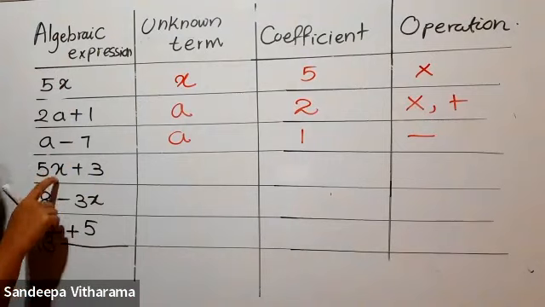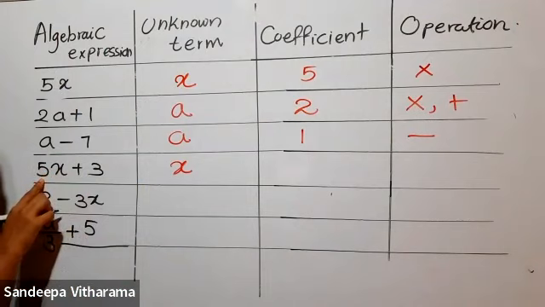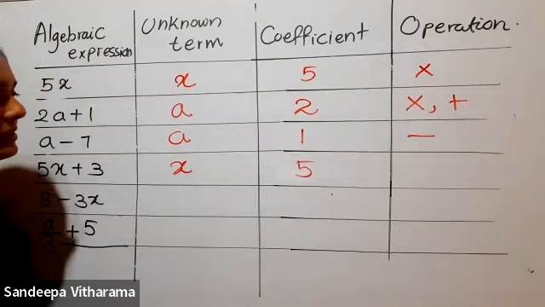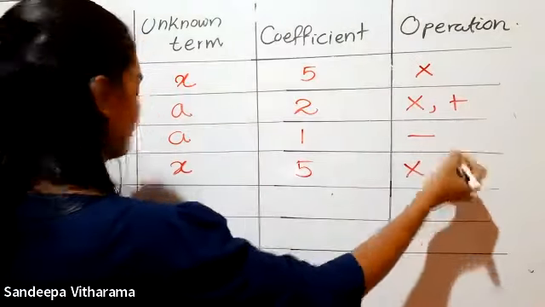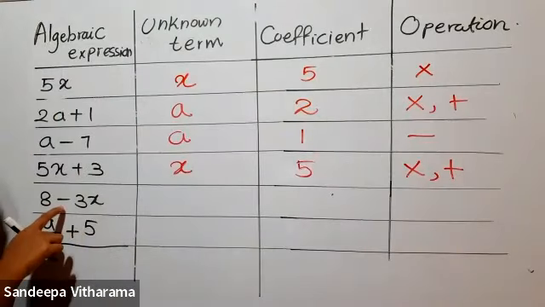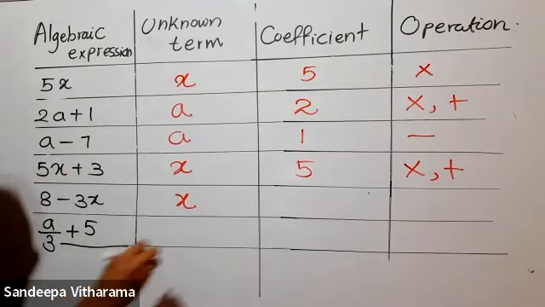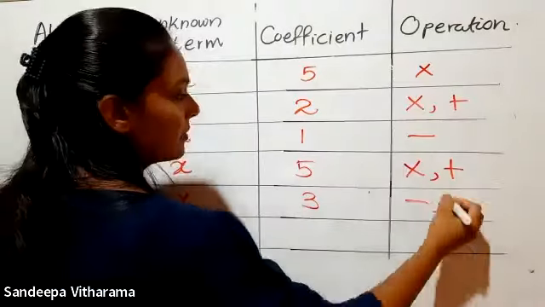Here, what is the unknown term? It is x. What is the coefficient? 5. What is the operation? Multiplication and addition. Here what is the unknown term? X. What is the coefficient? 3. What is the operation? Minus and multiplication.